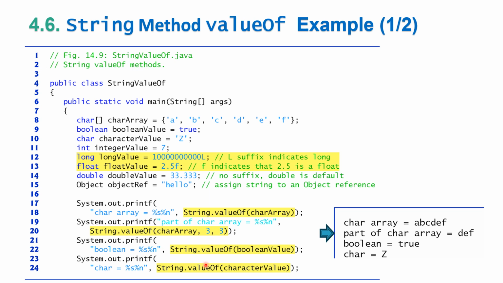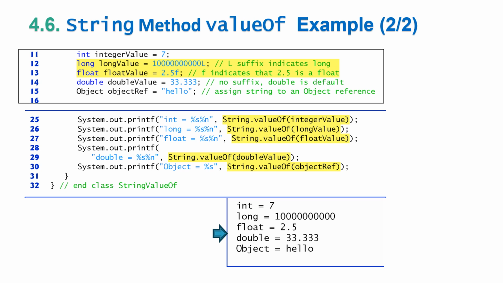The call String.valueOf(booleanValue) returns the string representation of variable booleanValue, which has boolean value true. So this call returns the string true. The call String.valueOf(characterValue) returns the string representation of variable characterValue, whose value is the character capital Z. Therefore, this call returns the string consisting of only the character capital Z.